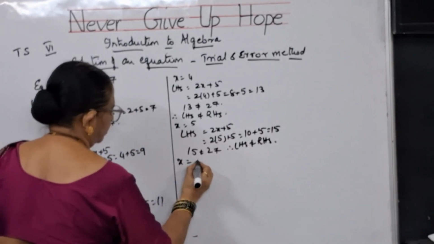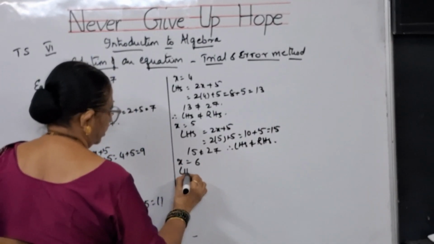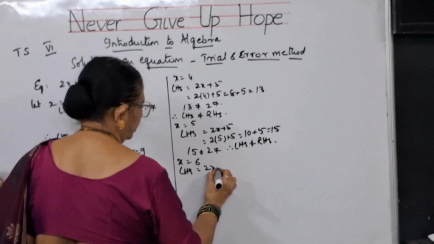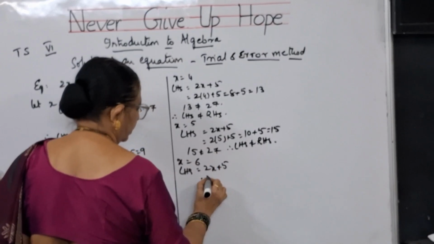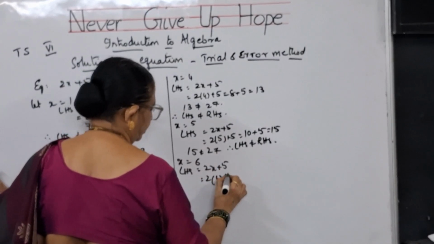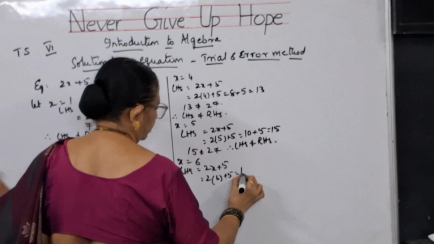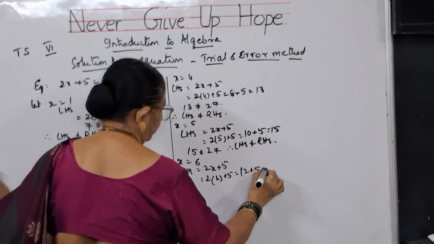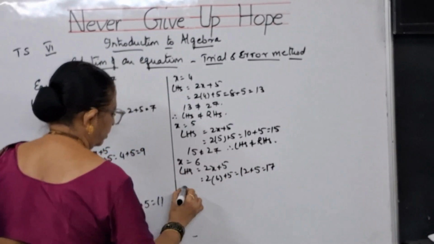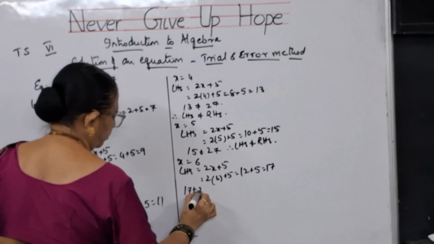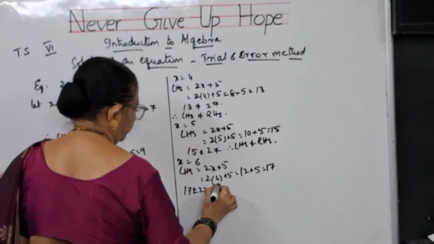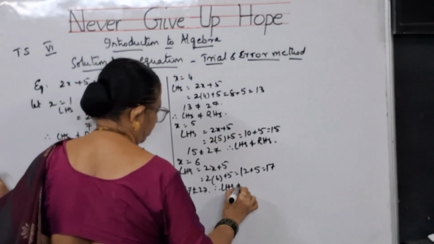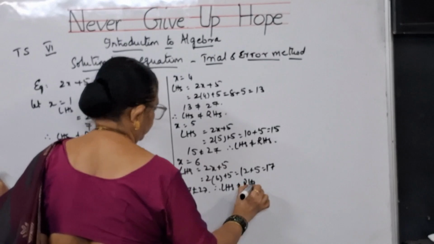Next, x is equal to 6. LHS 2x plus 5. 2 into 6 plus 5, that is 2 sixes are 12 plus 5, that is 17. 17 is not equal to 27. Therefore, LHS is not equal to RHS.